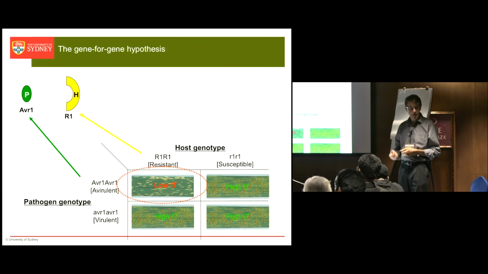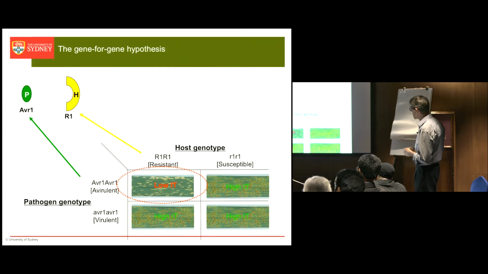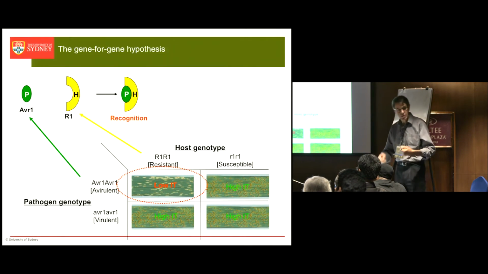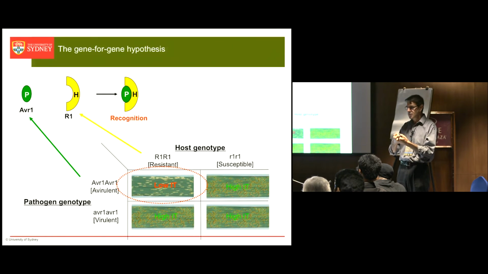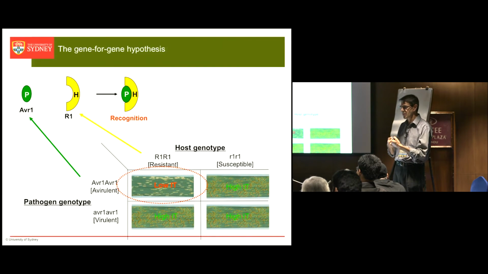The AVR gene in the pathogen is also producing a protein, as depicted here by this green circle. What we believe happens is that the host resistance gene protein recognises the pathogen protein, like a lock and a key. A very specific interaction between two gene products, one from the host, one from the pathogen.